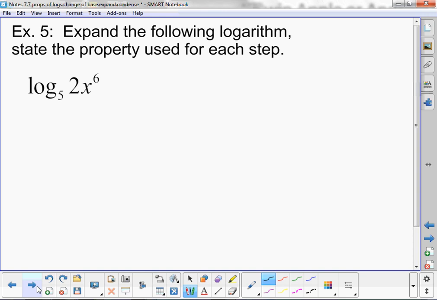Okay, so I'm going to do this one. Make sure you state the property of each step. So this one is going to be log base 5. You have 2 times x to the 6th. So that's going to be log base 5 of 2 plus log base 5 of x to the 6th. That is the product property of logarithms.